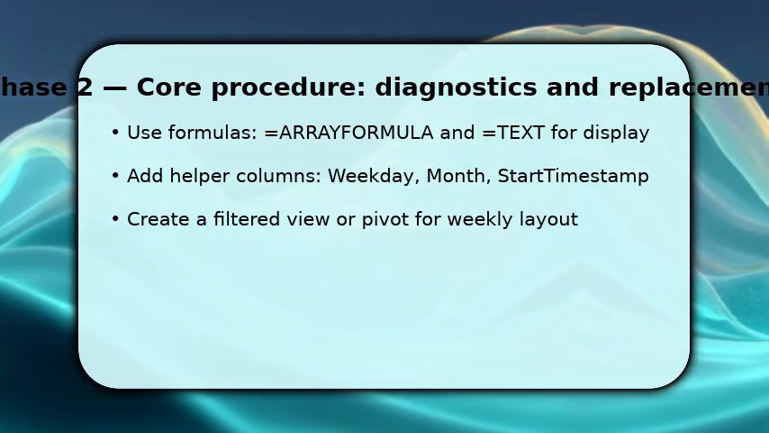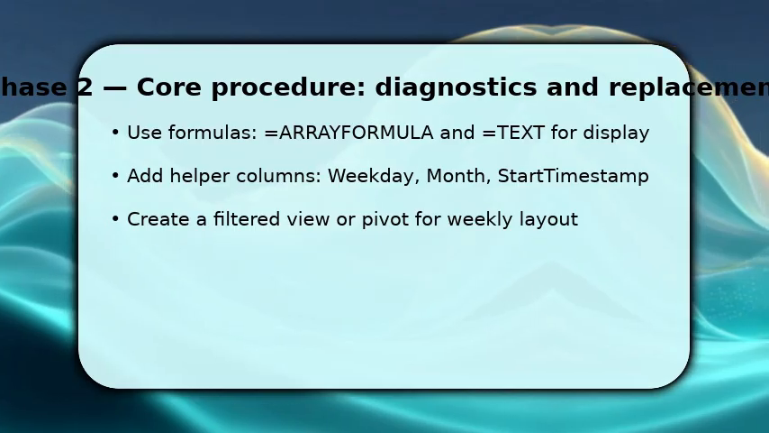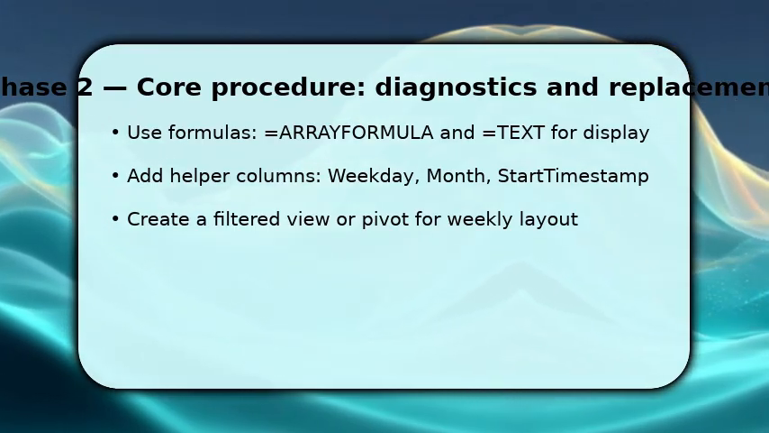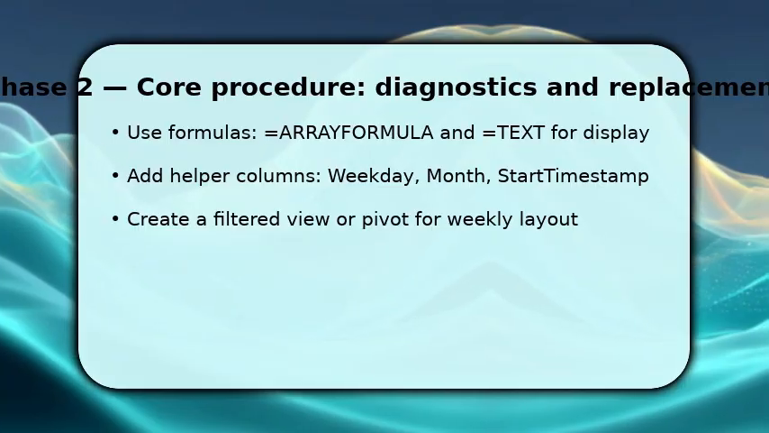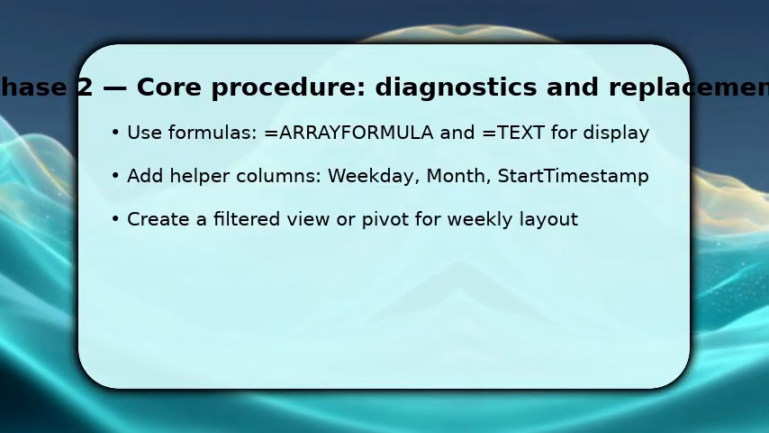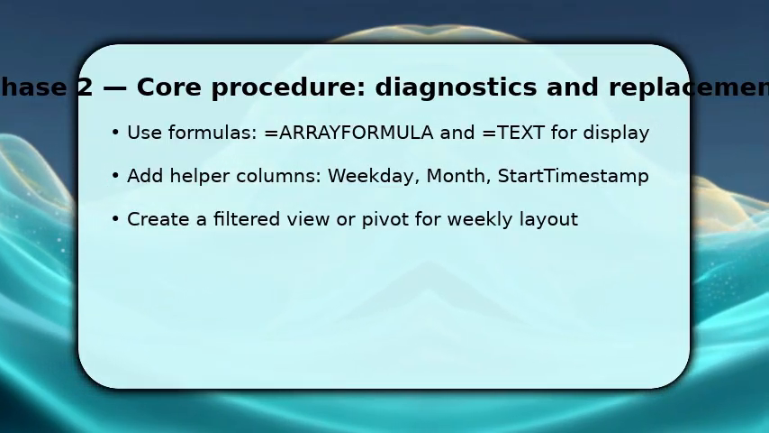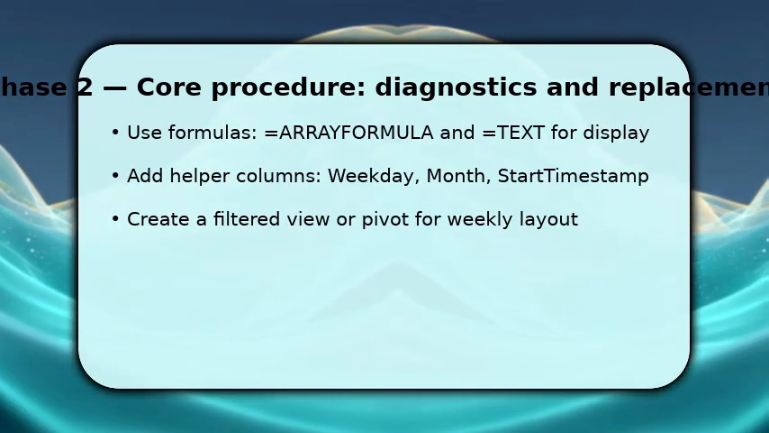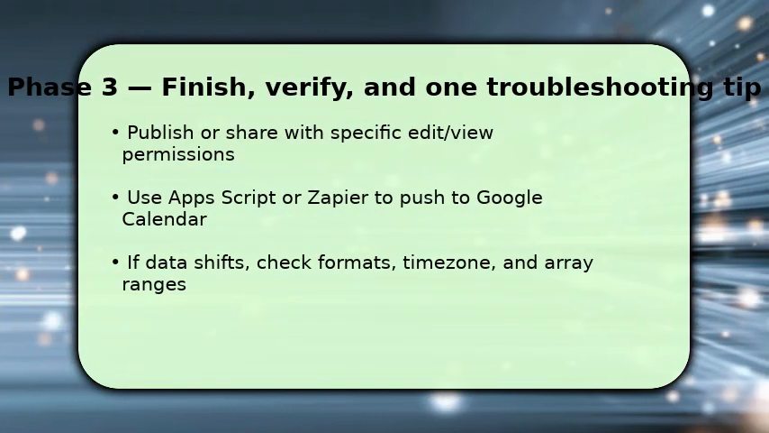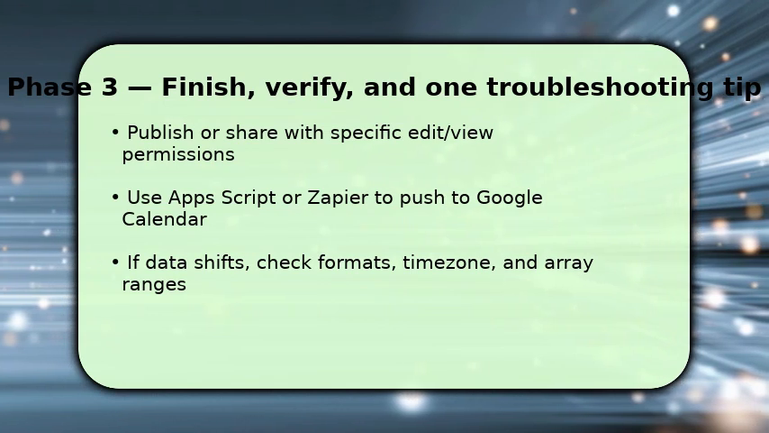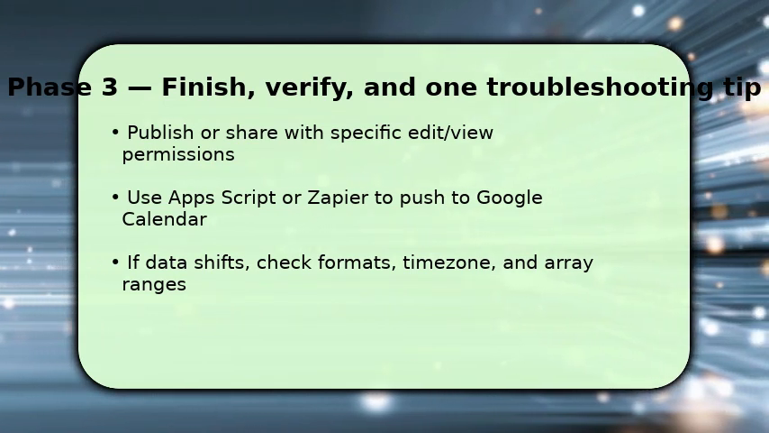Once helper columns are solid, add a filtered view or pivot table to show 1 week or month at a time. This gives you a dynamic layout you can share or export. Finish by enabling collaboration and optional automation. Share the sheet with precise edit or view permissions so others can add events without breaking formulas.